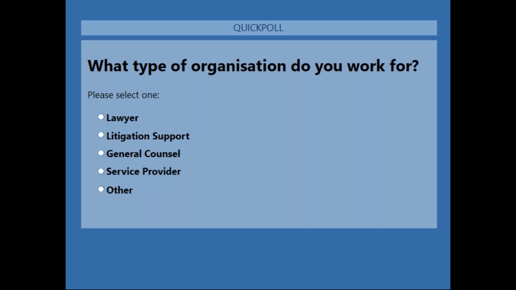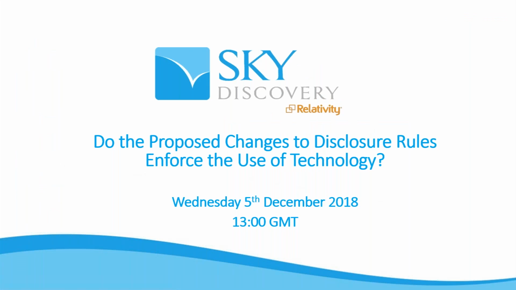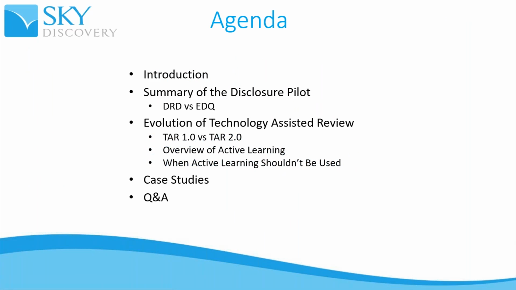Thank you, Martin. As Martin mentioned, we're talking about the new disclosure rules that have been piloted from the 1st of January and how we're going to use technology with them. The agenda for today will be to discuss very briefly the summary of the disclosure pilot and the new disclosure rules. We're going to compare the new disclosure review document against the current electronic disclosure questionnaire, or the disclosure questionnaire. Then I'll pass over to Samantha, who will go through the evolution of technology assisted review, comparing the two versions, give an overview of active learning and how it works, and also talk about where active learning wouldn't be used, or examples of when it shouldn't be used. We'll go through a few case studies, and then we'll hopefully have a bit of time at the end for Q&A.